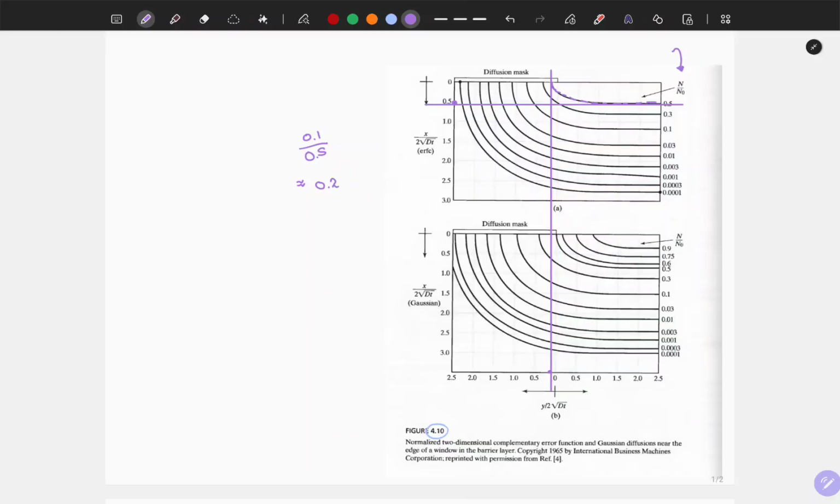So that's approximately 0.2. This value 0.2 is the depth that is actually diffused laterally. So this chart actually shows you the lateral diffusion depth. If you multiply that by the vertical diffusion depth, you get the actual lateral diffusion. So in this example, we get L lateral. Let's say we're still diffusing to 0.5 micrometers. We get 0.2 times 0.5 is equal to 0.1 micrometers.